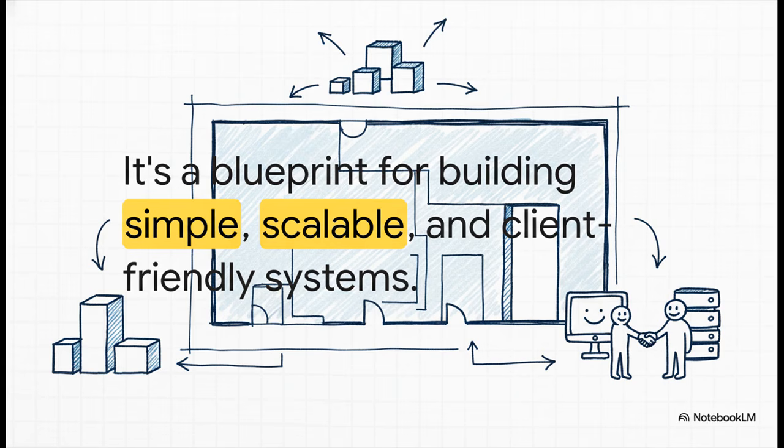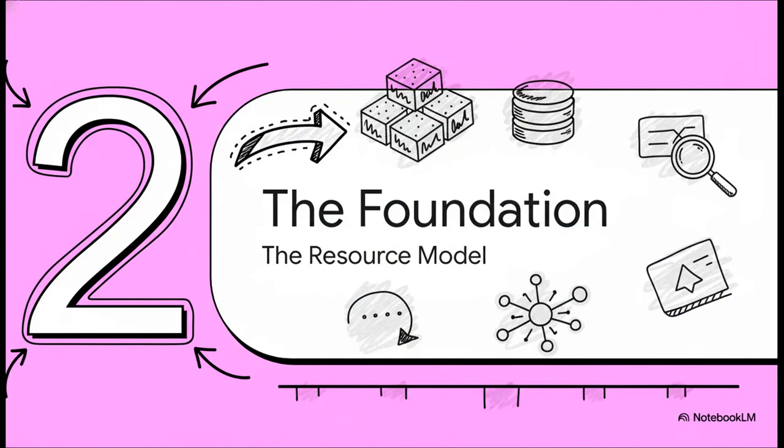Well, the answer is actually pretty simple. REST isn't some super strict protocol or a rigid library. It's an architectural style. Think of it more like a set of guiding principles or a blueprint. And it's a blueprint for building systems that are simple to understand, easy to scale, and just plain friendly for other developers to use. Okay, so to really understand REST, we have to start where REST itself begins, and that's with the concept of a resource. Literally everything else we're going to talk about today is built on top of this one single powerful idea.